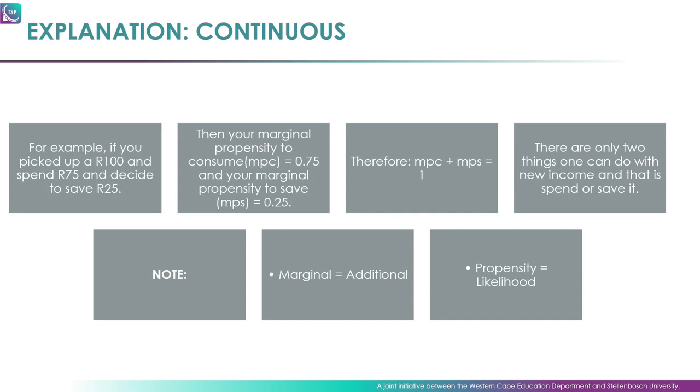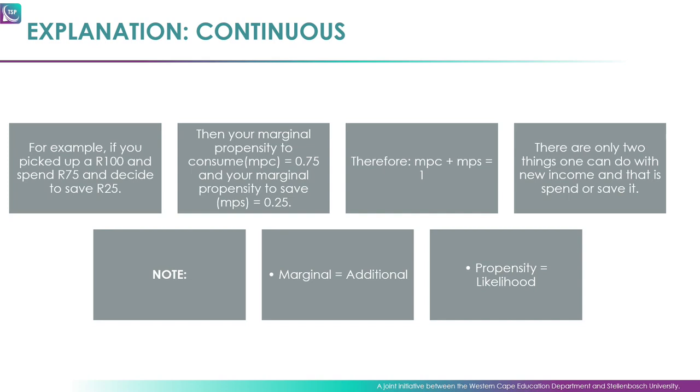Remember, you had 100 rands. Now that's 75 rands that you spent plus the 25 rand. They are going to be equal to your 100 rand. There are only 2 things you can do with the new income. You are either going to spend it or you are going to save it. Now let's note, the marginal is also known as the additional part in economics. And I've said that the propensity part is the likelihood of someone doing something. So the likelihood of me spending is the marginal propensity to consume, because I'm spending that additional money that I now have. And then the MPS is the likelihood of me saving part of that income that I had acquired.